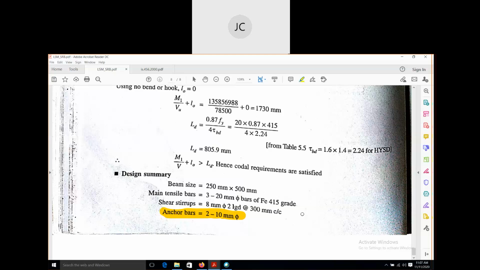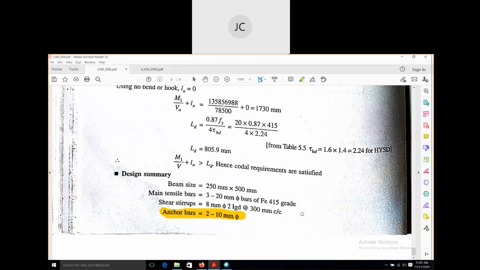Anchor bars will be of a smaller diameter than the main bars. You can see here the main bars are 20 diameter bars, but anchor bars are 10 diameter bars. We have to provide a minimum of two, because if you provide only one, it cannot hold the stirrups. So we have to provide a minimum of two anchor bars in a singly reinforced beam to hold the shear reinforcement, or the stirrups. And the anchor bars will always be provided at the top of the beam, or at the compression zone.